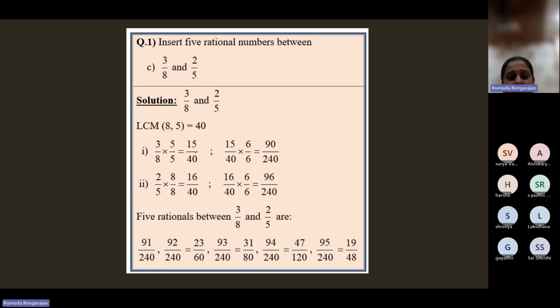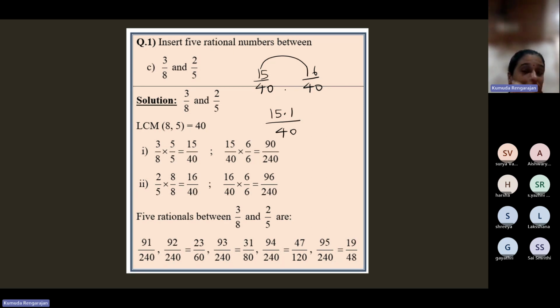Okay, now there is no space, no? You'll have to insert rational numbers between 15 by 40 and 16 by 40. 3 by 8 is 15 by 40 and 2 by 5 is 16 by 40. Now how to insert? There is no space between the numerators, 15 and 16. You can write 15.1 by 40. See, 15 and 16, 15.1, no?